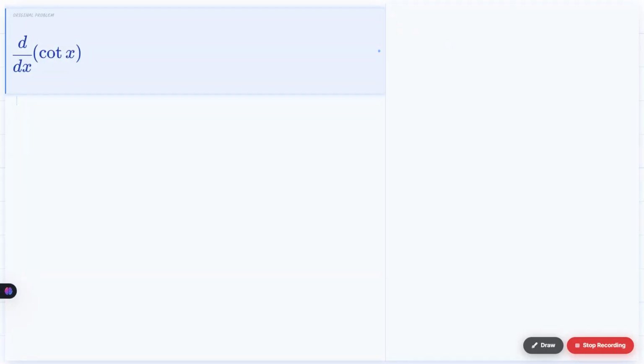We look at the problem d divided by dx of cot. We do this to see what we need to solve. This is our starting math sentence.